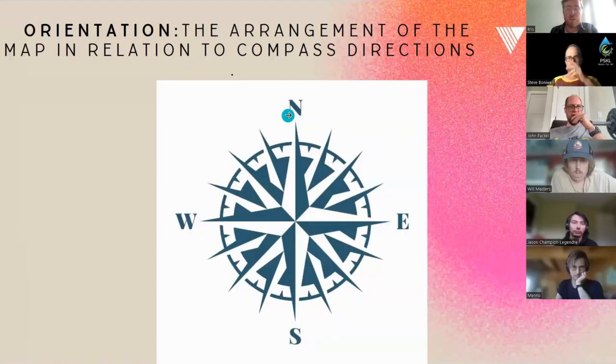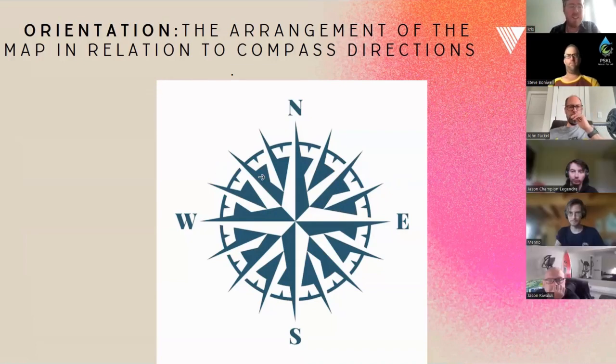Another key feature, orientation. This is about the arrangement of the map in relation to the compass. You'll see on most maps they'll have a north on there, so you know that this way is north. Then you can relate that to the ground that you're working with.